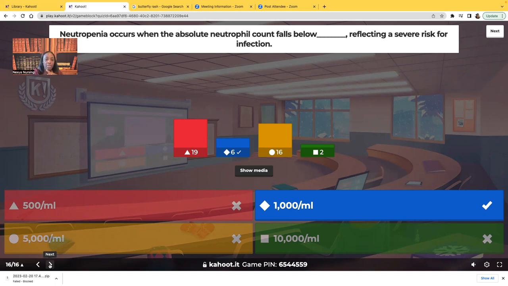Now, I'm proud of you guys because I thought that most of you were going to choose 5,000 because I thought you were going to confuse neutrophils with your WBCs. You know, your WBCs are 5,000 to 10,000. The neutrophil, which is a type of white blood cell, the normal count for that, like I said, is around 1,500 to 7,000. But once you hit less than 1,000, the patient is at severe risk for infection.